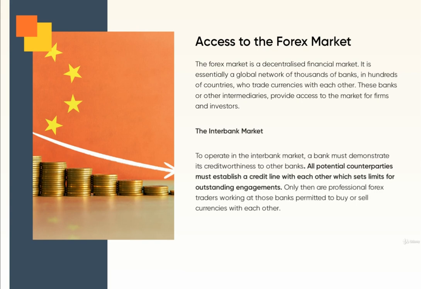The interbank market. To operate in the interbank market, a bank must demonstrate its creditworthiness to other banks. All potential counterparties must establish a credit line with each other, which sets limits for outstanding engagements. Only then are professional Forex traders working at those banks permitted to buy or sell currencies with each other.